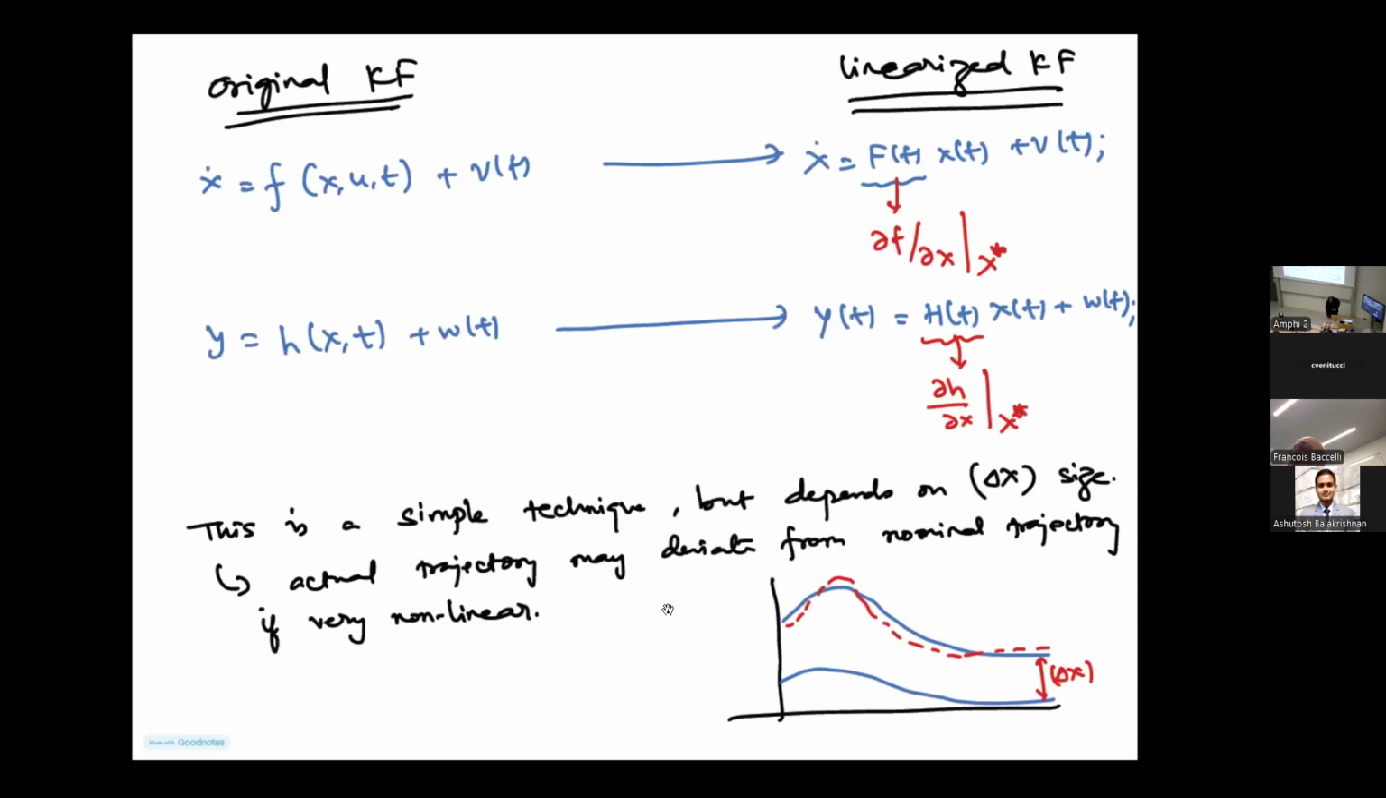But the problem with this kind of linearization is that the technique depends on the size of delta x which we have considered. And the actual trajectory may deviate very heavily from the nominal trajectory if the system is very nonlinear.